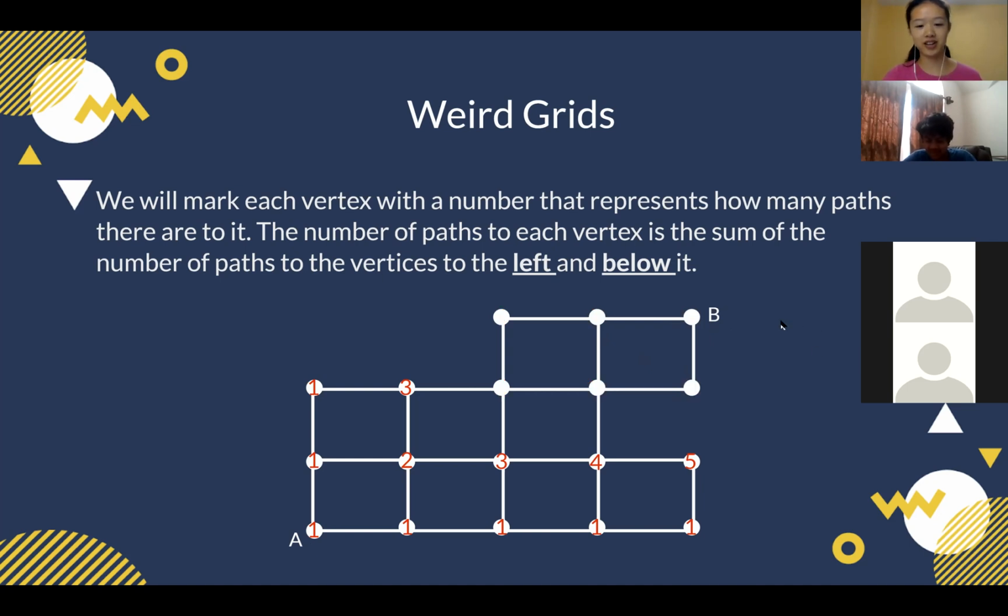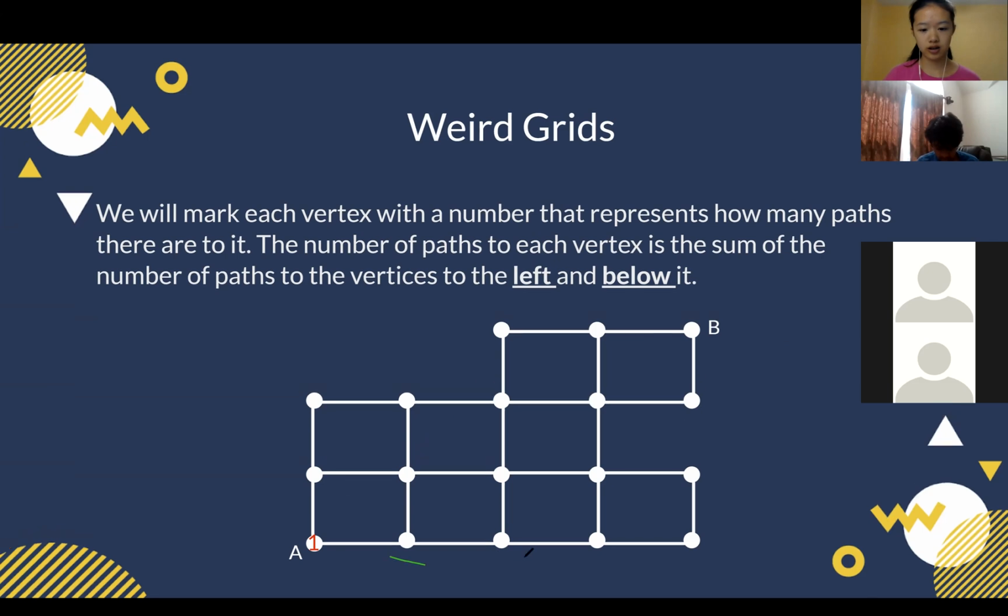Okay, I'll go back. When we first start off, we have our starting point A and our end point B. And our starting point A will have a value of 1. Remember that these numbers represent how many paths there are to this point. Since we're already at point A and we can only move up and right, there's only one way to get to A.